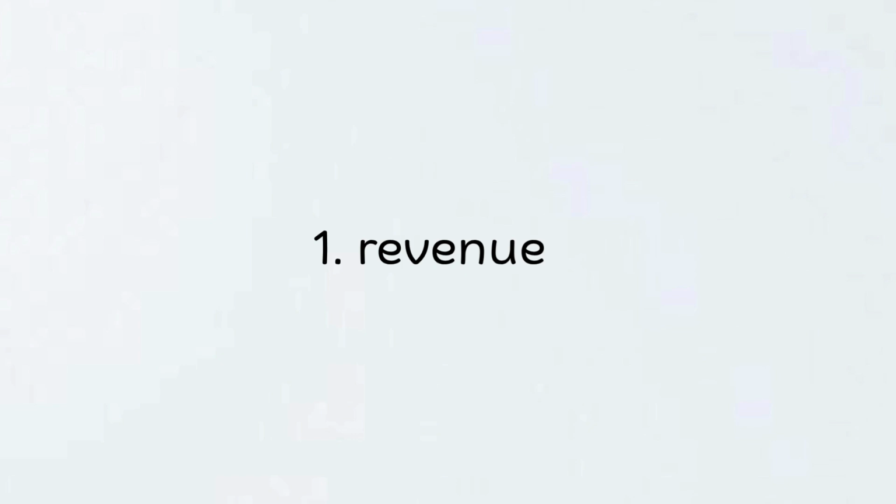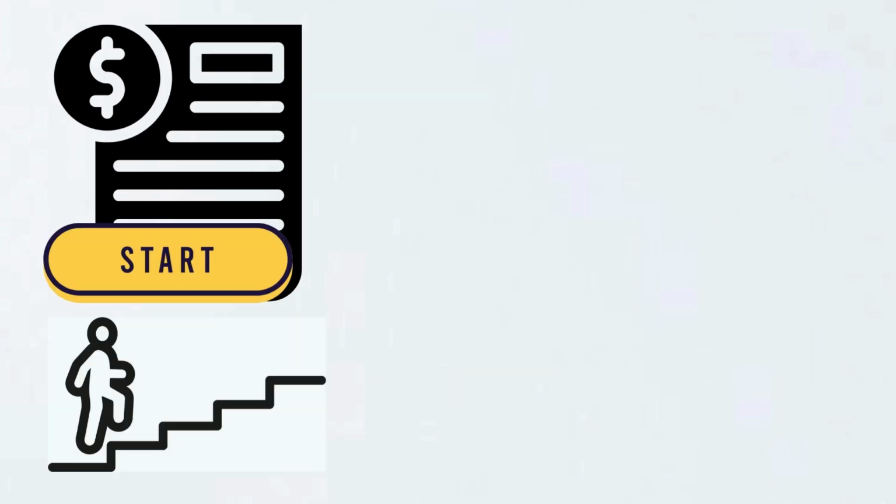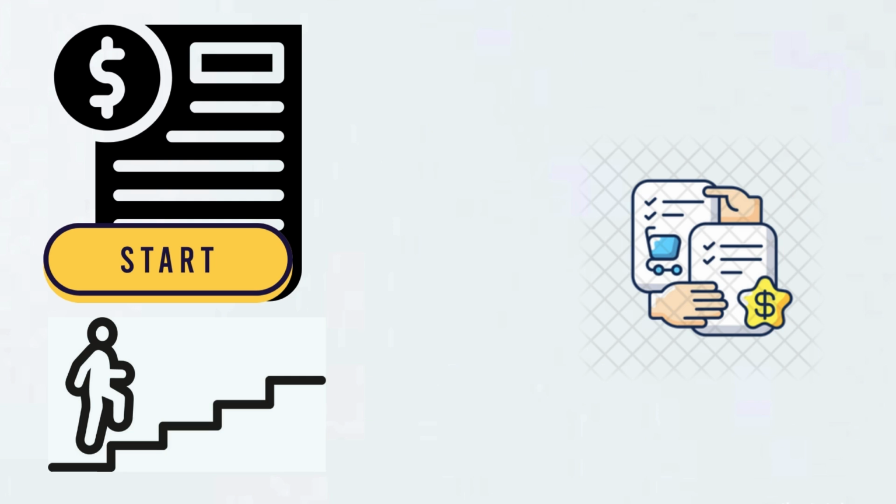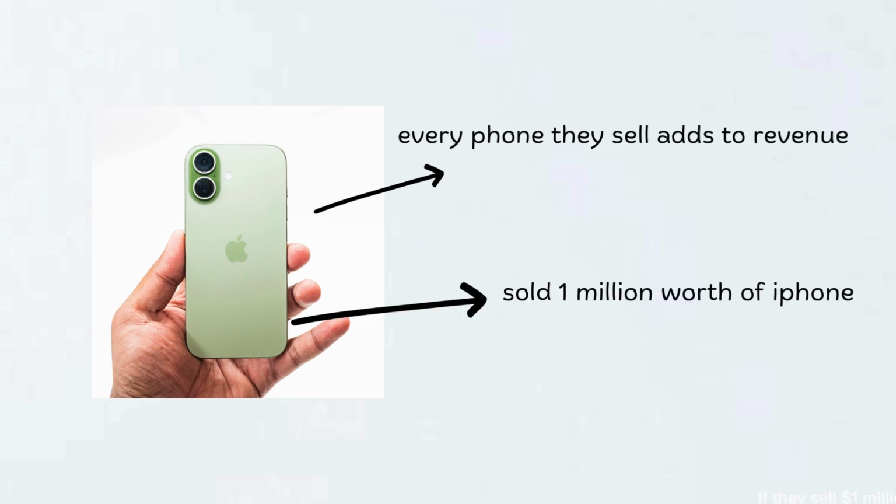1. Revenue. This is where everything begins. The total money a business earns from selling stuff. Think of Apple selling iPhones. Every iPhone they sell adds to revenue. If they sell $1 million worth of phones, that's $1 million in revenue.